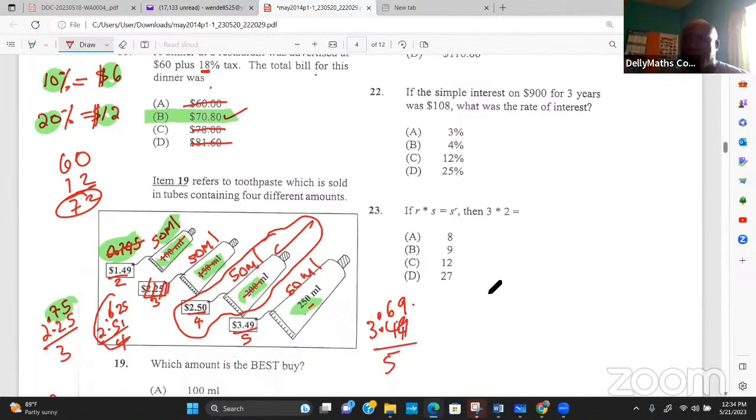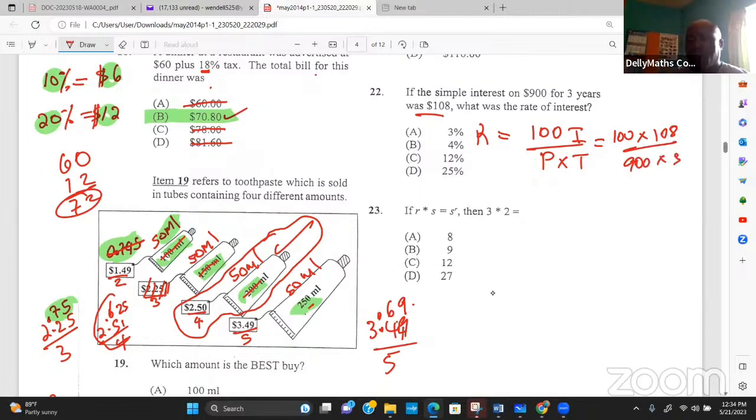All right. If the simple interest on 900 for 3 years is this, what is the rate? If you remember the formula, you can find the rate by saying interest times 100 over P times T. So 100 times the interest over 900 times 3. You could set it up, cancel down. Look, 100, that's 9 there. And 9 into 108, anybody remember? 108 divided by 9.